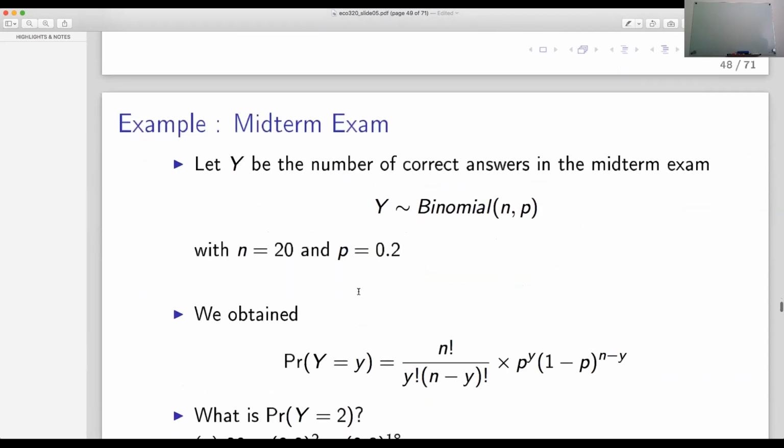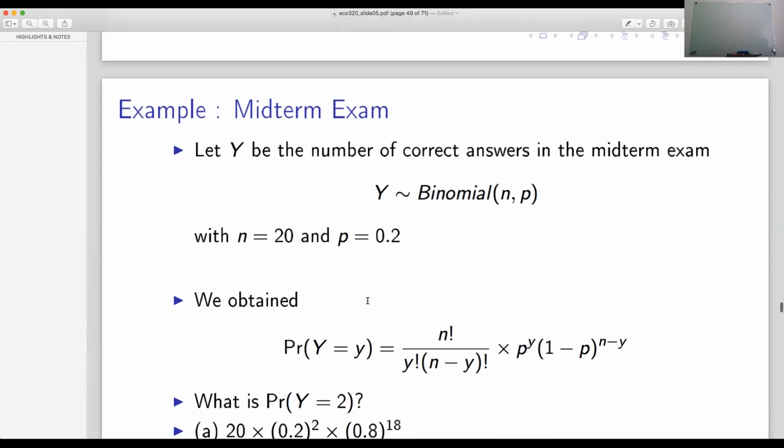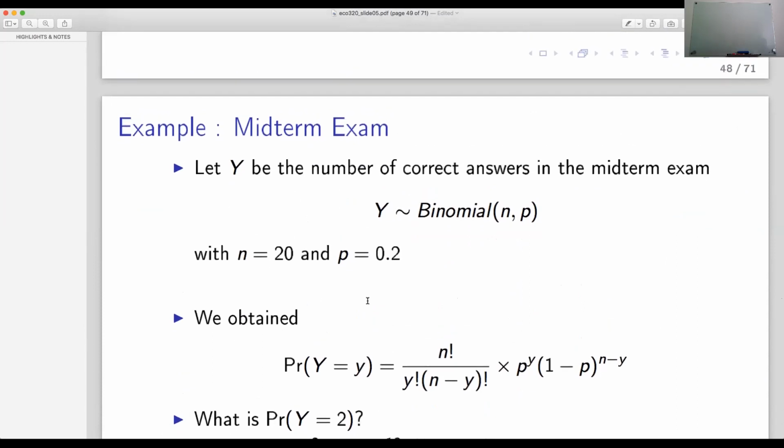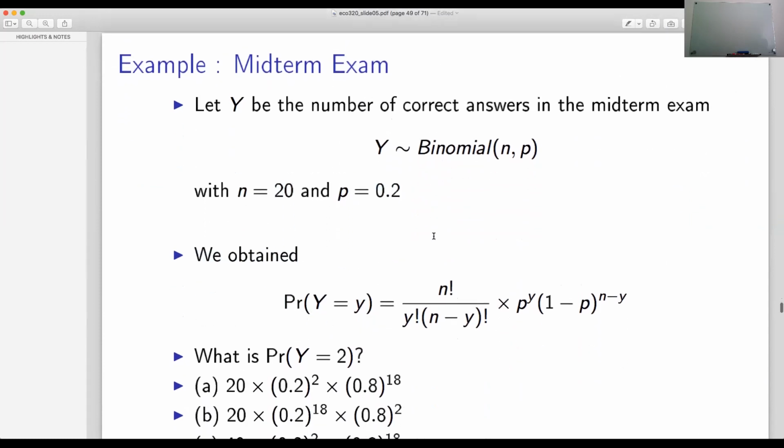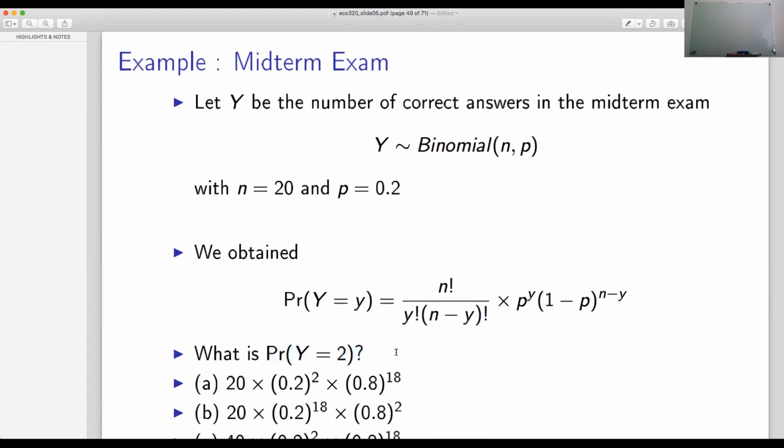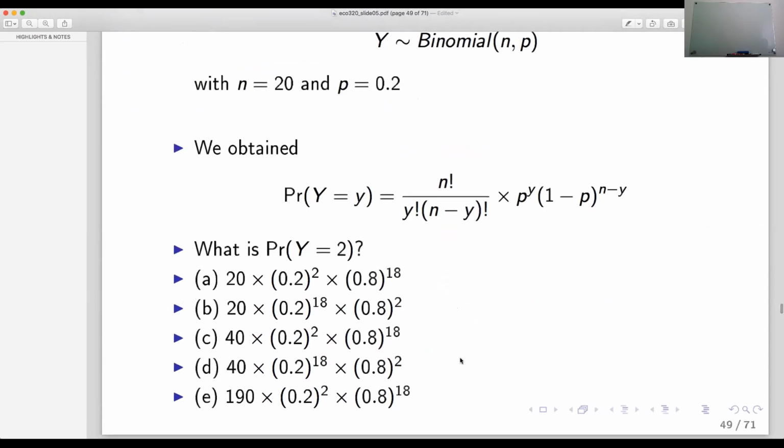So let's come back to our original question. In a lecture a couple of lectures ago, I asked you, when you have 20 questions and the probability is 0.2, what is the probability that you are getting only 2 questions right? So the probability of y equals 2. Using this formula, what would be the answer? You might want to pause this video and try to answer it using this formula. I'm going to give you the answer right now, but you want to spend some time because this kind of question can be on the exam, okay?